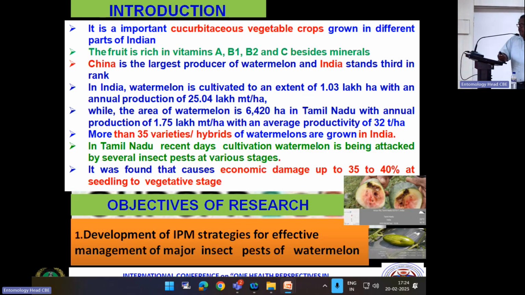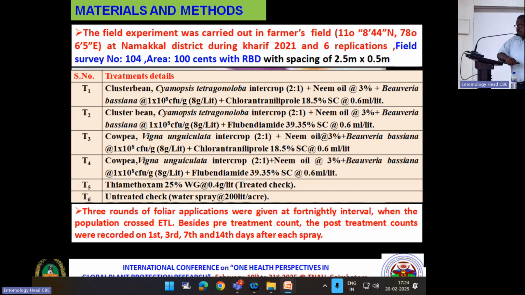Watermelons have many vitamins and minerals, and in production India is in third place. China is in first place. In Tamil Nadu, various districts continuously cultivate this crop. Farmers are using pesticides indiscriminately and also applying overdoses of pesticides. So it leads to severe damage to the crops, and also losses, and the development of resistance is also there.